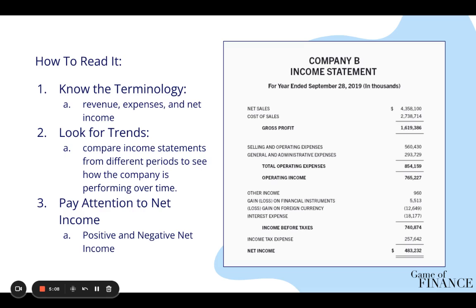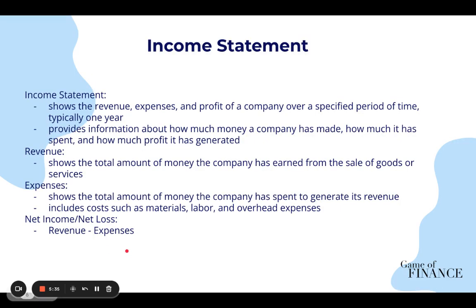You should be looking for trends in revenues, expenses, and net income. And this is to see how the company is performing over time. So you can see if it's a good investment or not. And last, you should pay attention to net income. You should see if the company has a positive net income or a negative net income or a net loss to see if the company is making profit. And these are some definitions that I went over before. You could pause the video here and note them down.